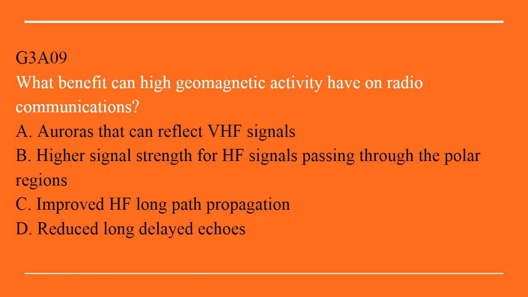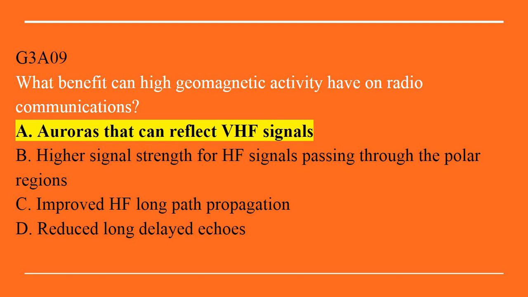G3A09, what benefit can high geomagnetic activity have on radio communications? A. Auroras that can reflect VHF signals. B. Higher signal strength for HF signals passing through the polar regions. C. Improved HF long path propagation. D. Reduced long delayed echoes. Correct answer A, auroras that can reflect VHF signals.